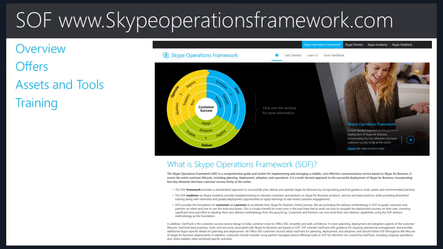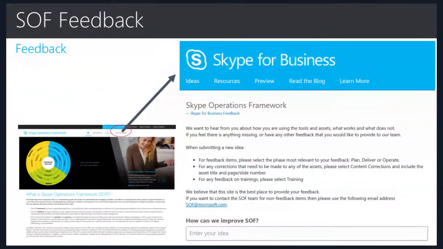For feedback, and feedback is incredibly important for this, there is a link on the Skype Operations Framework website called Give Feedback, or you can go to skypeoperationsframework.com/feedback, and that takes us to our feedback area, where we'd ask you to share your ideas on how we can improve SOF. And again, if there is an idea in there that you like, vote on it. The more votes, the better.